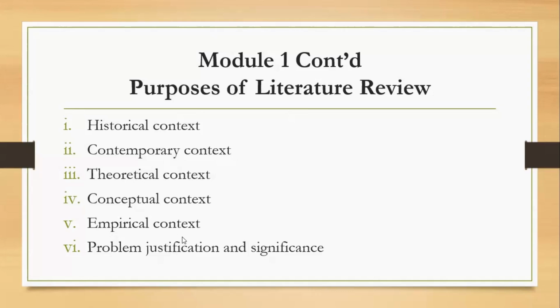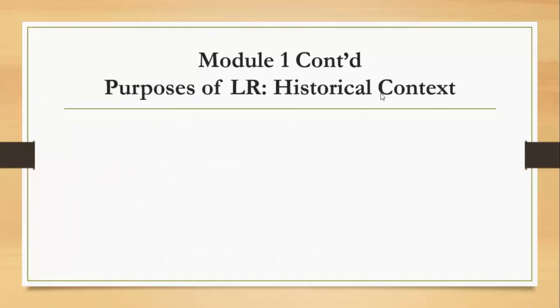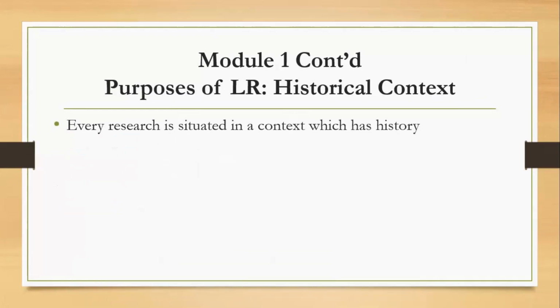Now let's take each of them and see what it does. So first, let's look at the historical context. At the PhD level, every research is situated within a context which has history. No matter which field you have picked to do your research in, I did my research within community mental health. There's a whole history surrounding community mental health.